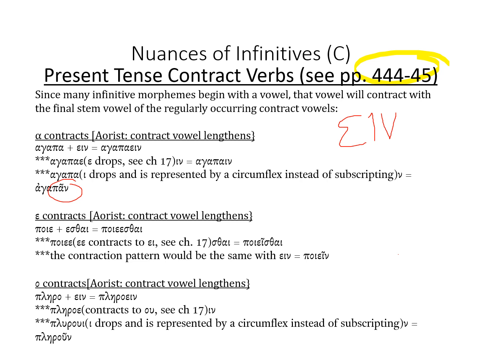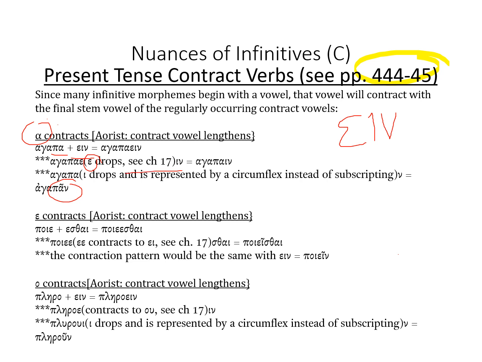The reason we have agapan here is because of the contract, the alpha contract. So I've written this out, and again, you want to pause the screencast and just look this through. Here's our contract vowel, and then ein. So this epsilon, again, is weak. It's going to drop out.